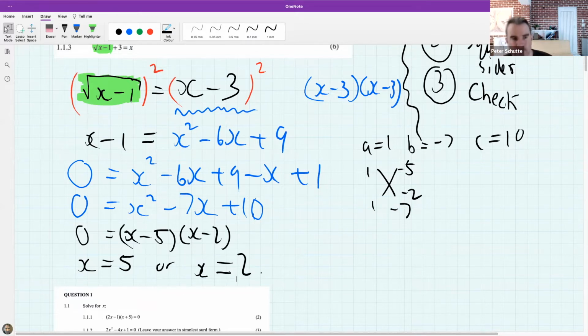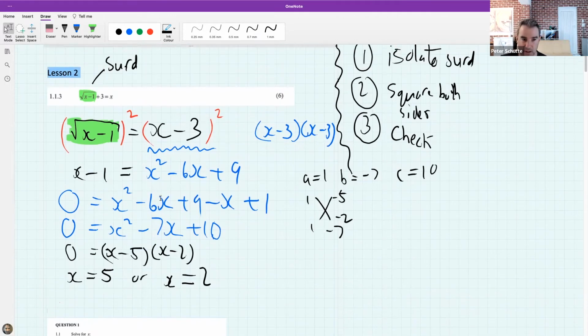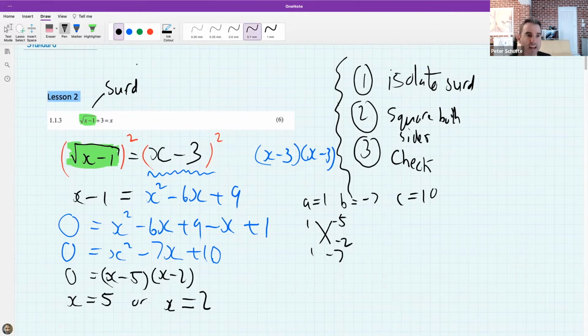Now, it turns out that that is not done. Normally in an equation at this stage, you are done. But in surd equations, you are not done because you still have to do something called the check. So what is the check? You have to make sure that if you put your answers back into the original, they make sense.